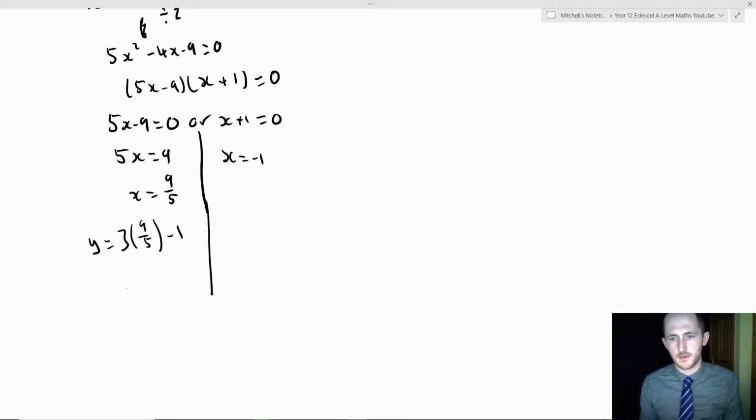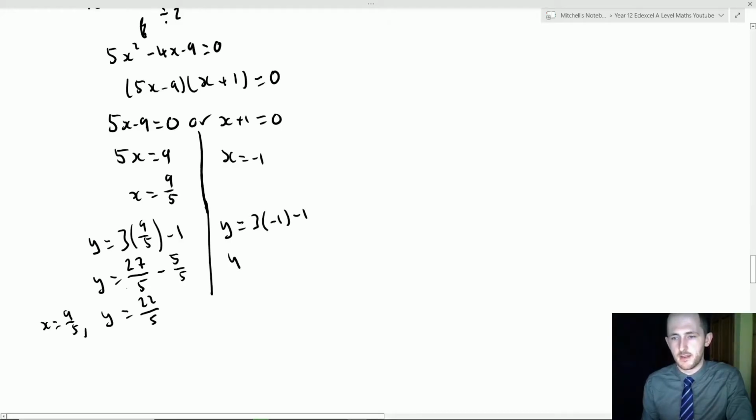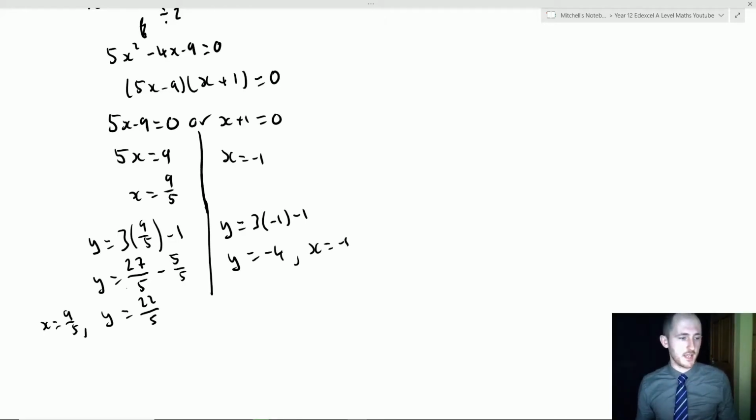3 times 9 over 5 minus 1. That gives us y equals, again, you can use a calculator because this is all calculator exams anyway. And then minus, we can make it 5 over 5 because we want it to be the same. So y is equal to 22 over 5. So that's the pair: x equals 9 over 5, then y equals 22 over 5. x equals minus 1. This is thankfully easier. 3 times minus 1 is minus 3. Minus 1 again is minus 4. And again, that's if x equals minus 1. Those are your 4 answers. Pretty hefty, right? But not too bad. The maths is quite easy, but it's easy to make a mistake as well.